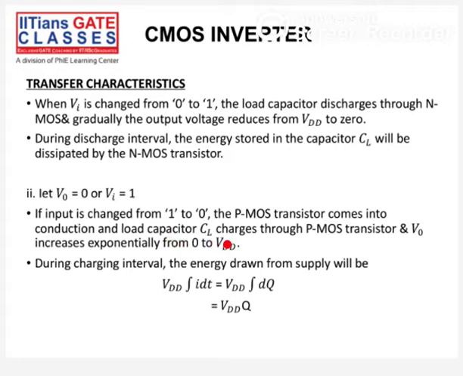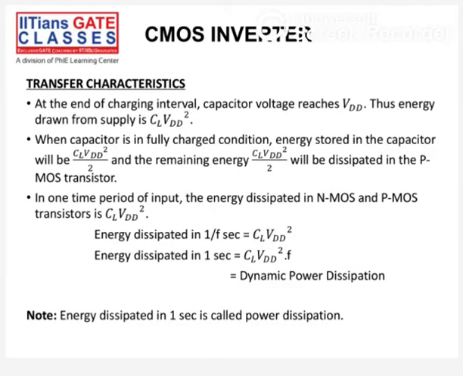If input is changed from 1 to 0, the PMOS transistor comes into conduction and load capacitor CL charges through the PMOS transistor, and V output increases exponentially from 0 to VDD. During the charging interval, the energy drawn from the supply will be VDD times the integration of I dt, that will be VDD into Q. That is the energy drawn from the supply, and it will be something like CL VDD square.